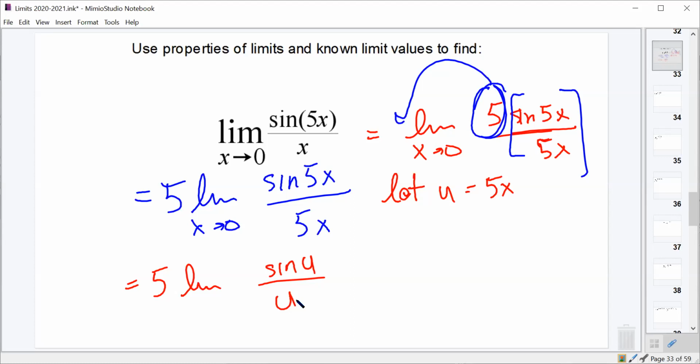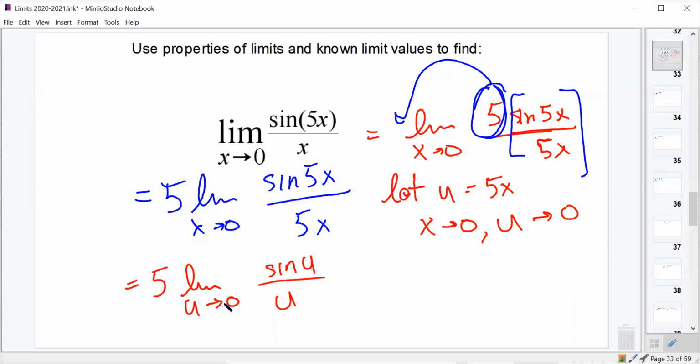Yes. Okay. Yep. So what about the limit and what it's approaching? If u is equal to 5x and x is approaching 0, what does that tell you about what u is approaching? It's also approaching 0. It also ought to be approaching 0, right? I mean, if x is approaching 0 and u is 5 times 0, then I should end up with u approaching 0 as well.